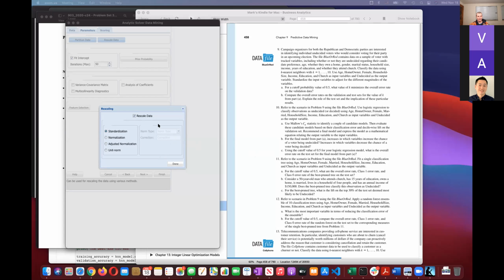I think when he went through this, he had to standardize it though, right? Say that again? I think when he went through this, he had to standardize. Yeah, he did. Yeah, use standardization for kNN, which I know because that's what he said.